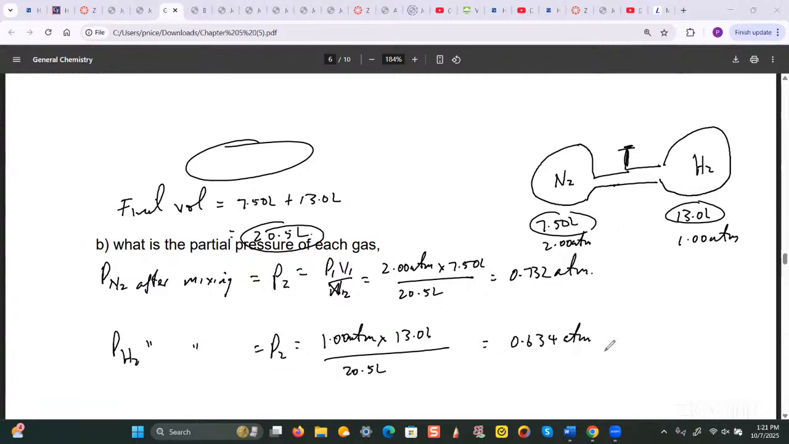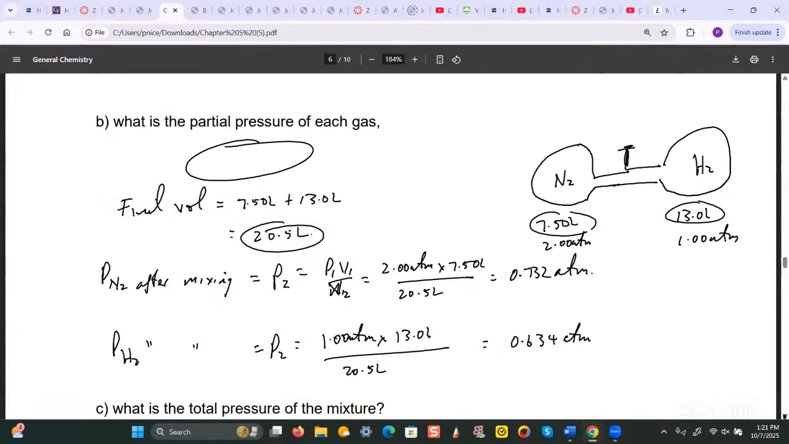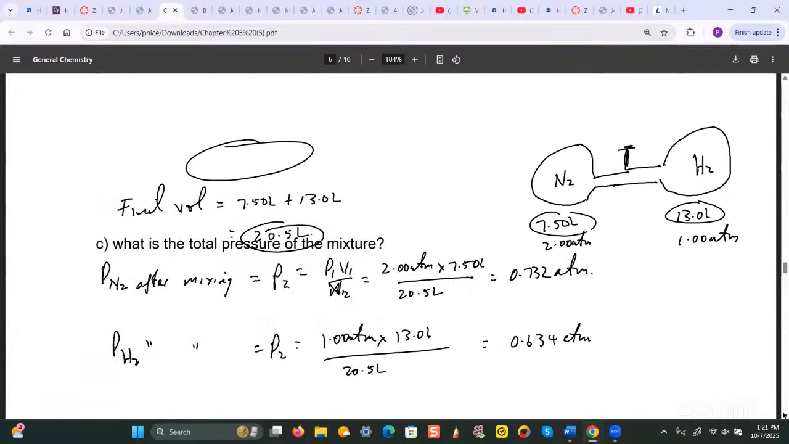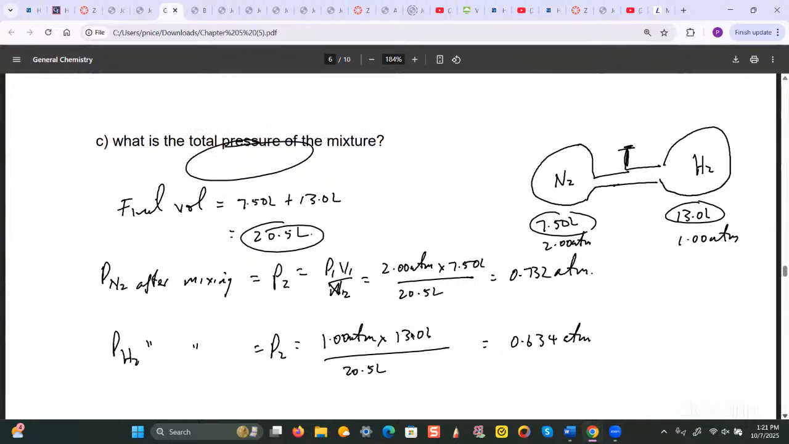Okay, any questions about this? Any questions? And I think there is a C part. Oh, what's the total pressure? Well, that's easy, right? How do we get the total pressure? You just add the two pressures of the nitrogen and hydrogen. So total pressure will be equal to 0.732 atmospheres plus 0.634 atmospheres. And let's see what that gives.